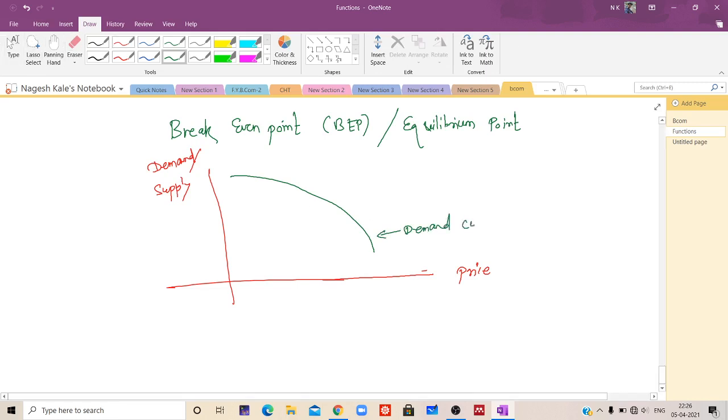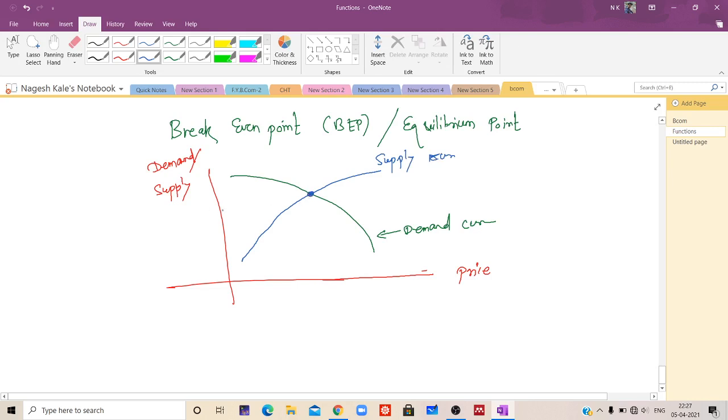Demand curve, and you know how the supply curve is. So let me take blue color, and this is your supply curve. Price low, supply low; price high, supply high. So this is the supply curve in blue color, right? Now you can see that there is a point of intersection. These two particular curves intersect each other at this point.